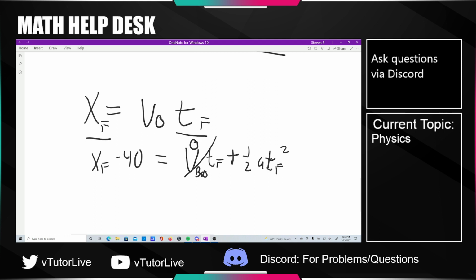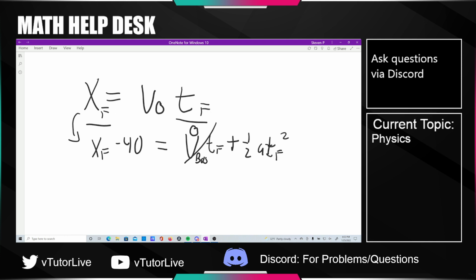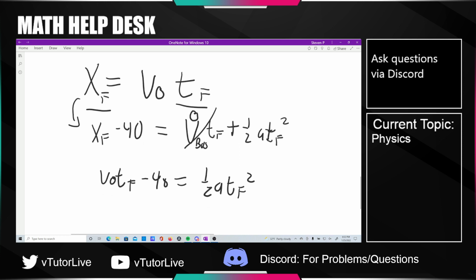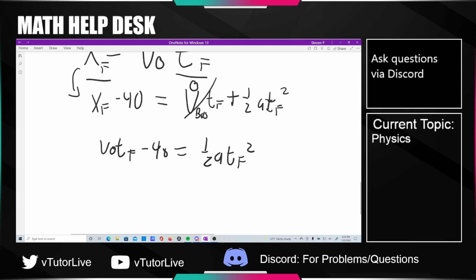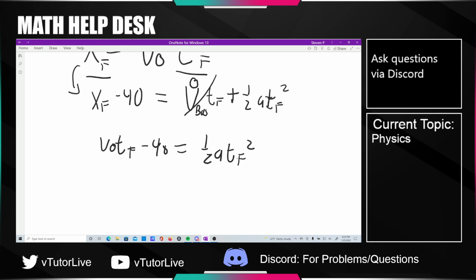So for something like this, what I would do is say, well, this one actually happens to be already nicely isolated for us, right? So let's just plug equation A into equation B. And then what we get is v naught tf minus 40 is equal to 1/2 a tf squared. I believe acceleration was known, yeah. So at this point, it just turns into an equation that's quadratic in tf, the unknown.